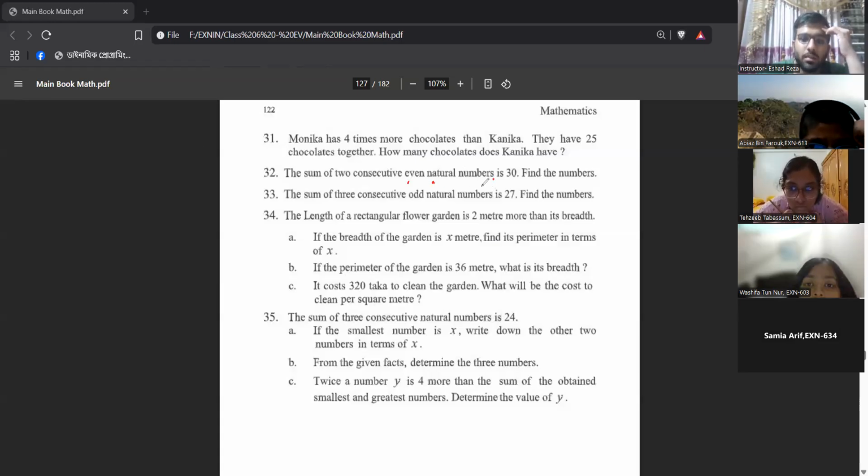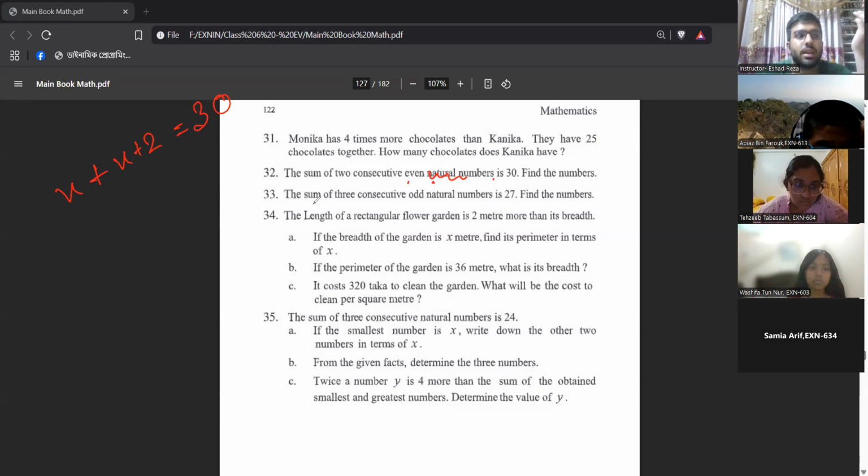So they're telling you the sum of 2 consecutive even natural numbers. So we know what natural numbers are, so let's forget about that part. Doesn't really matter here. So let's say the first even number is x. So the next even number is x plus 2. So we can say that x plus x plus 2 is equal to 30. That's what they're telling us, that the sum of 2 consecutive even numbers is 30. If you sum them up, it will be 30.